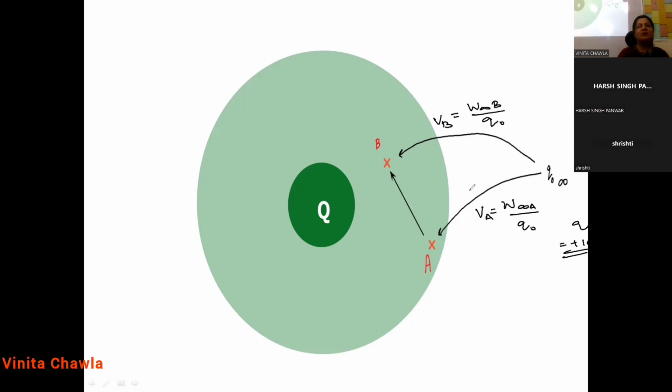Okay. Suppose let's take an example. Here the charge has to do work of let's say 10 joules. And if this charge goes to point B, it has to do work of 12 joules. Then what extra work has to be done by the test charge to go from A to B? 2 joules extra, right? So it has to do the work of 2 joules. Extra work has to be done by the test charge to move from A to B.